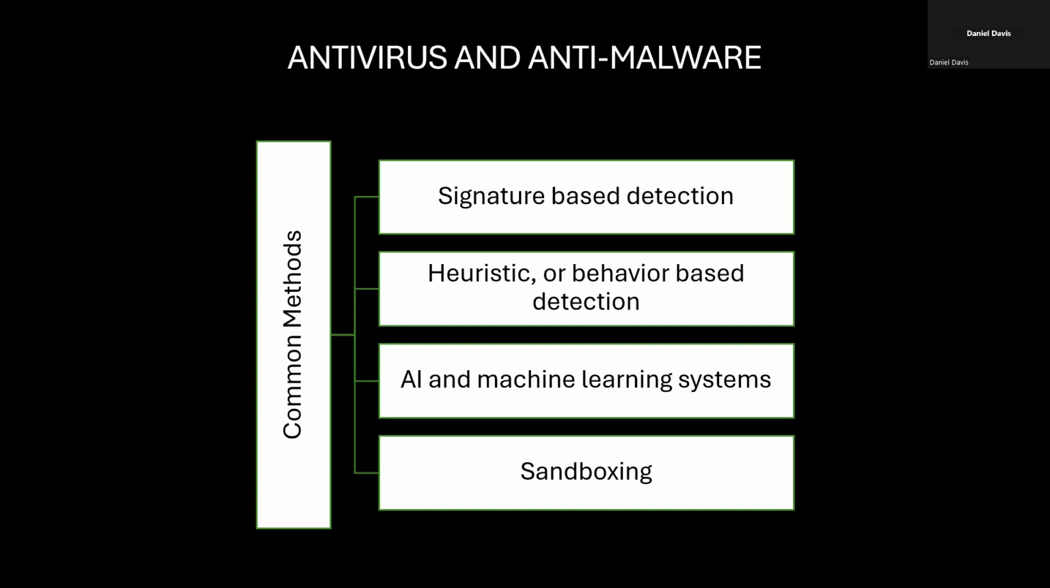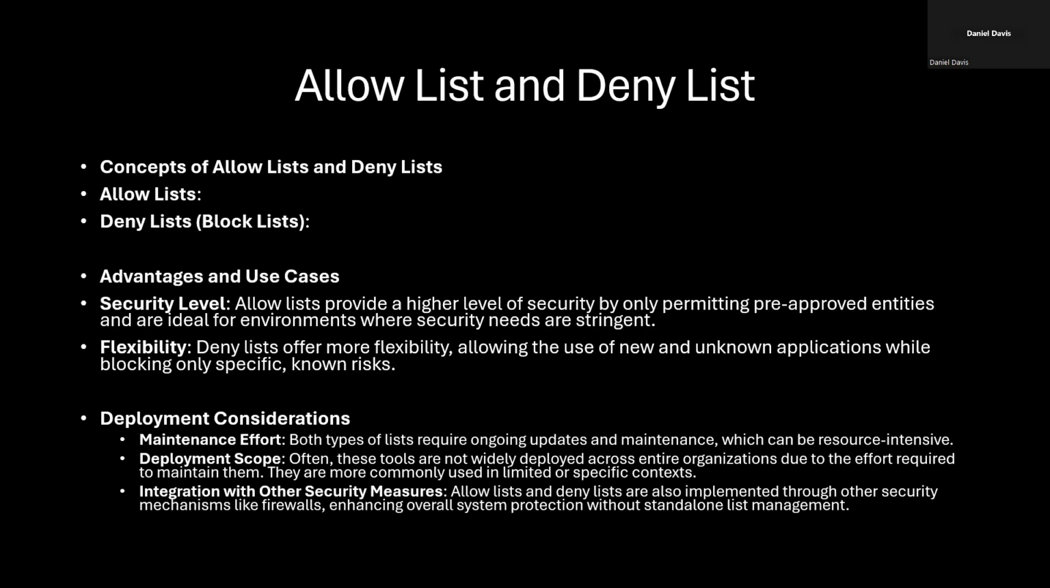Sandboxing. In a sandbox environment, we have a controlled environment where we can run and analyze suspected or confirmed malicious code safely. Up next, we have allow lists and deny lists. Sometimes these are referred to as whitelisting or blacklisting. Or an allow list, or sometimes called a whitelist.